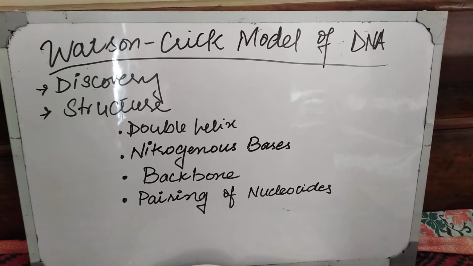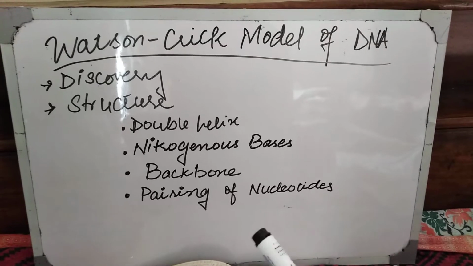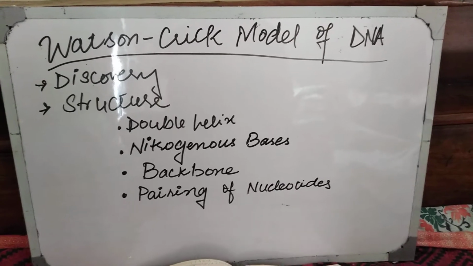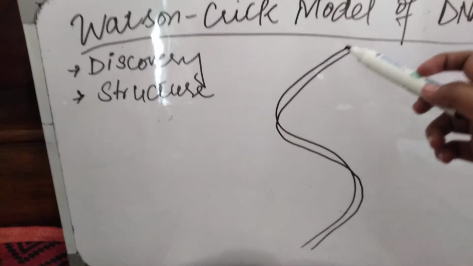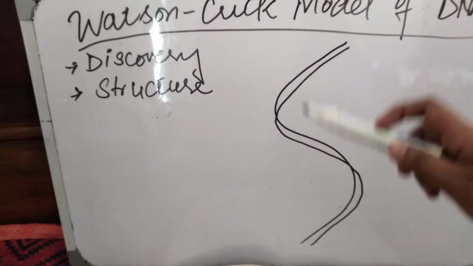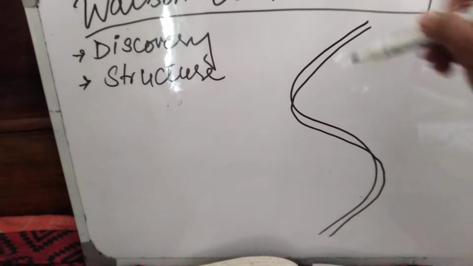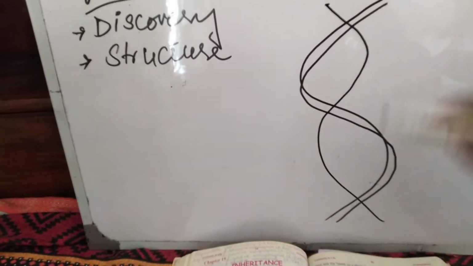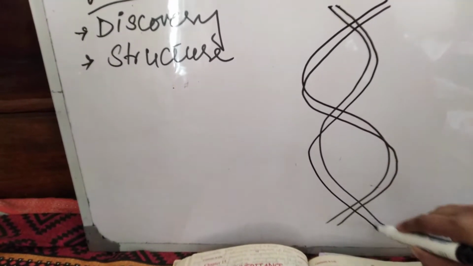According to the Watson-Crick model, a DNA molecule consists of two polynucleotide strands. I think I have to draw a diagram so you can easily understand what I'm trying to explain. According to the given instructions, there are two polynucleotide strands. This is the one strand, and I'm going to draw the second strand. Both strands are coiled around each other.